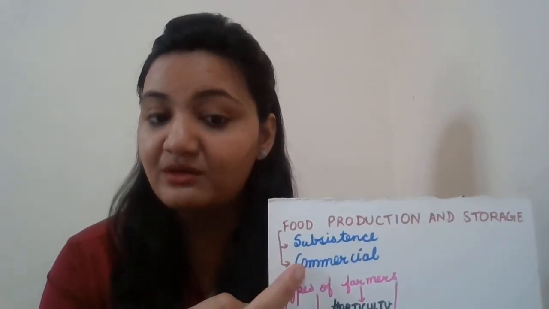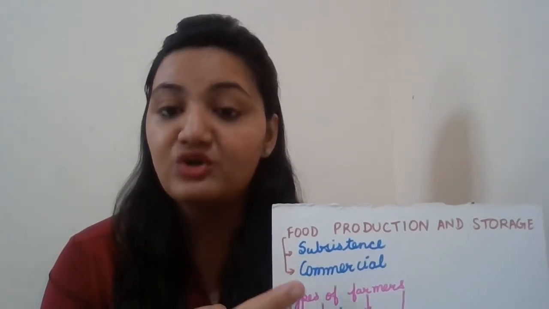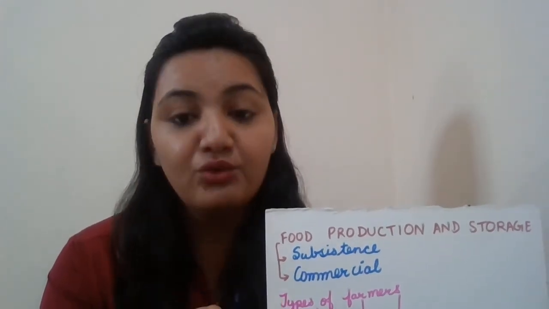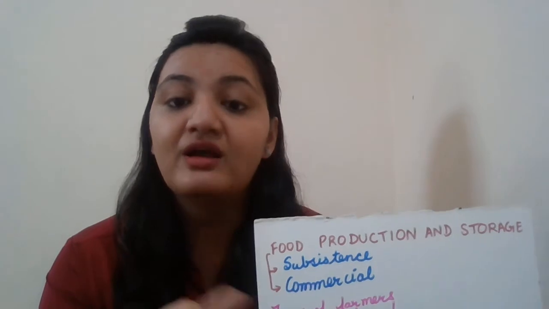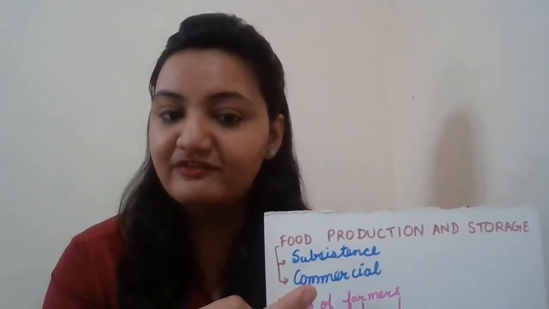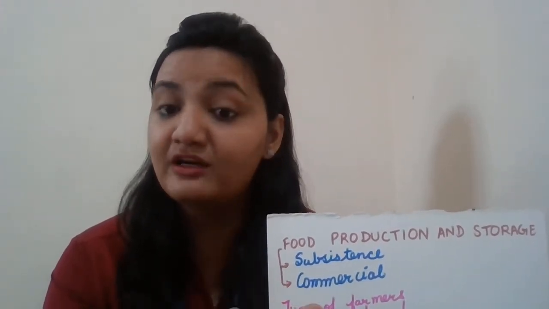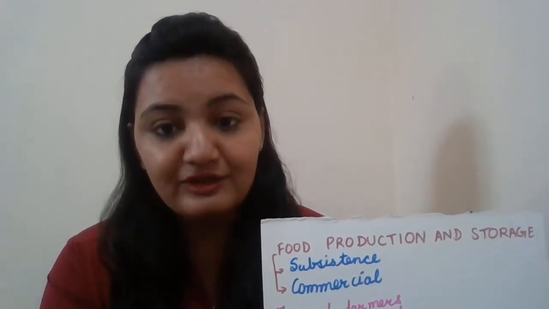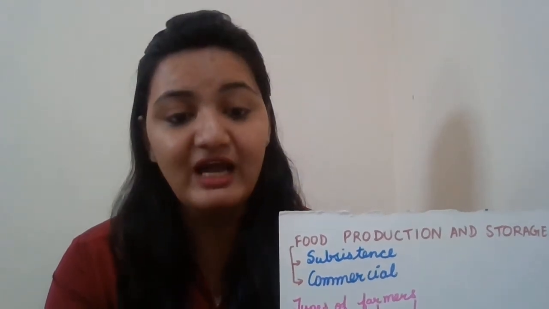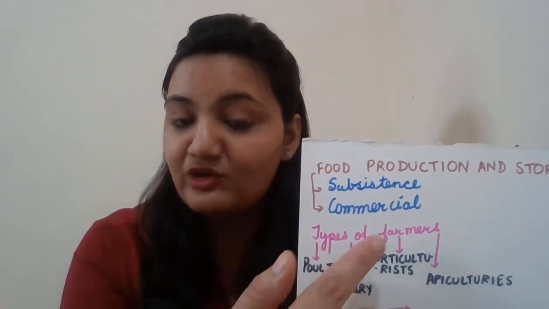But commercial farming is done on a large scale. When we talk about large scale production, it is large scale farming as well. More production is done, more manual labor is included, more techniques are used. This farming is the backbone of the country because many other people who are dependent on plants and animals indirectly on the farmers are getting food from this kind of farming. Now, what are the types of farmers? The next slide is telling you about the types of farmers.